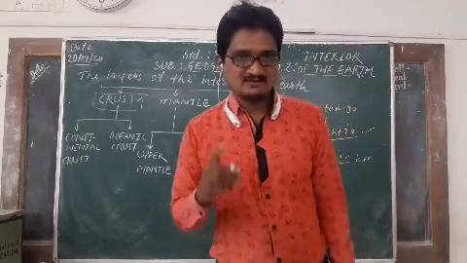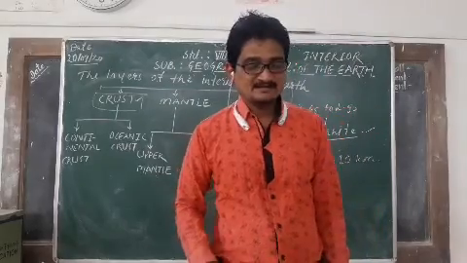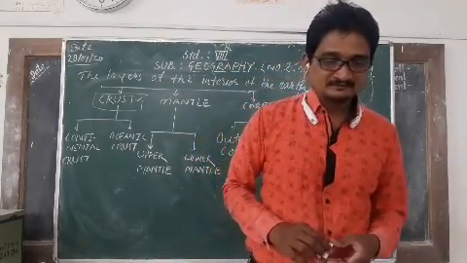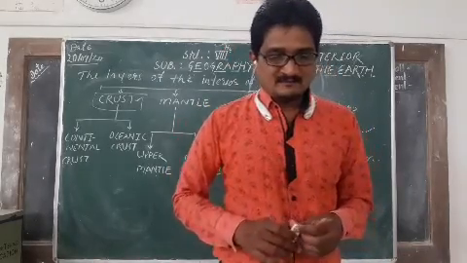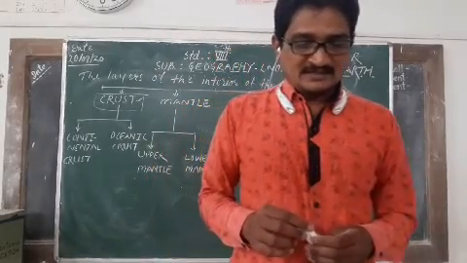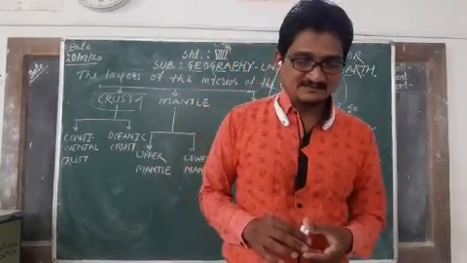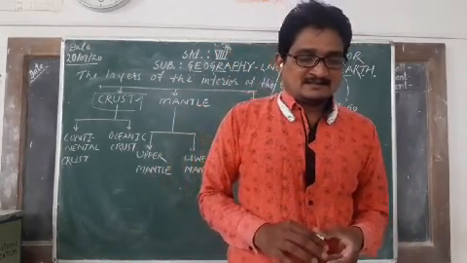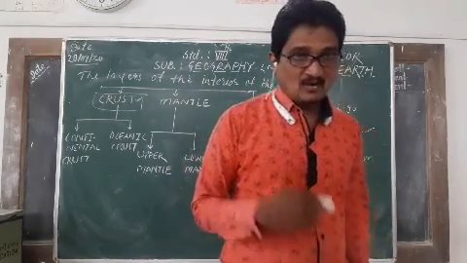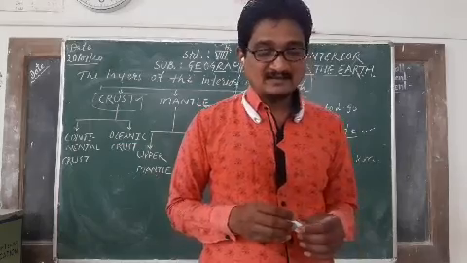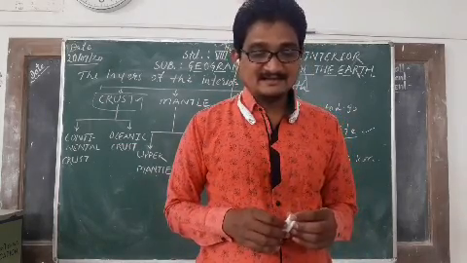Oceanic crust, 7 to 10 kilometers thick, and the density of this layer is 2.9 gram per cm3 to 3.3 gram per cm3, cm3 is cubic centimeter. In this layer, basalt and gabbro rocks are mainly found in oceanic crust.